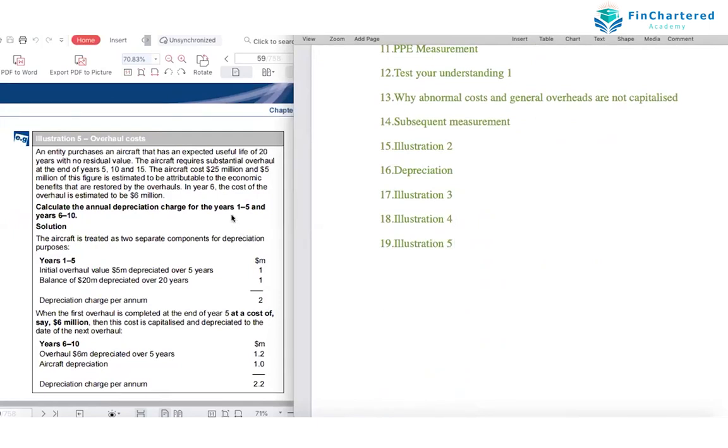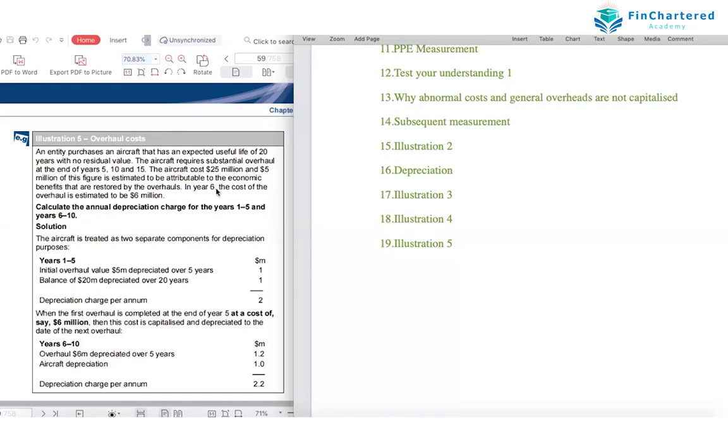An entity purchases an aircraft that has a life of 20 years with no residual value. The aircraft requires substantial overhaul at the end of 5, 10, and 15 years, like a major inspection is needed. The aircraft cost 25 million, and 5 million of this figure is estimated to be attributable to the economic benefits that are restored by the overhaul.